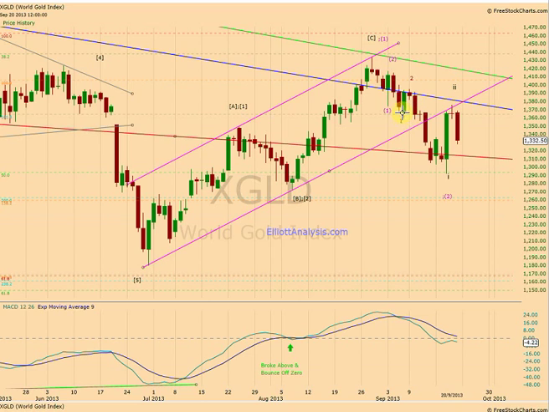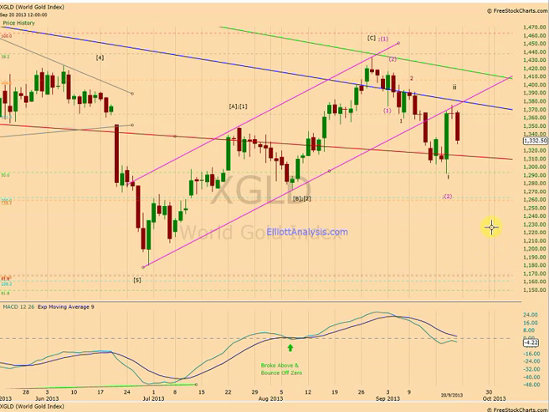So then we have the alternate count, which is a 1-2-1-2 and a subwave 1-2 here. This means that we already have a subwave 1, subwave 2, which will be followed by a subwave 3 to the downside. The subwave 3, if we take the 1.61 Fibonacci extension, gives us roughly a target of 1200.